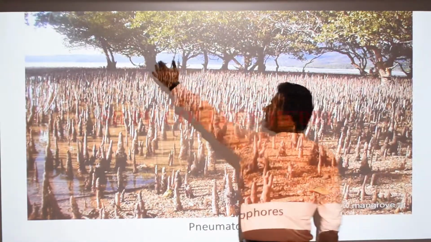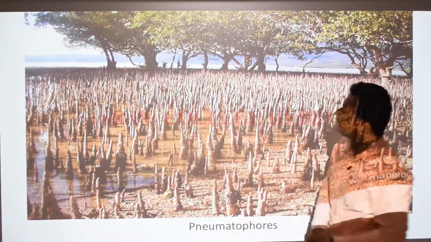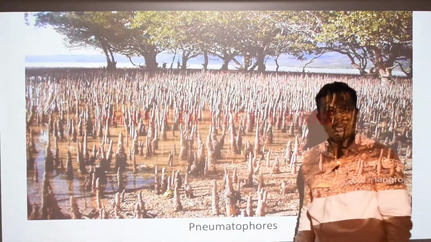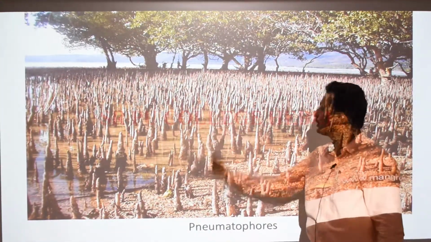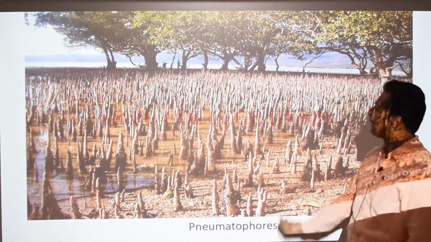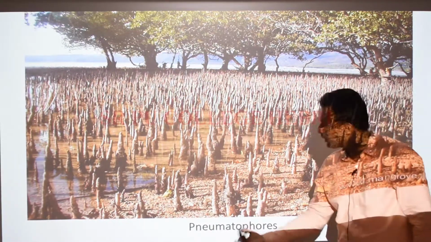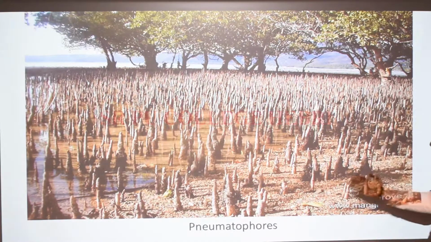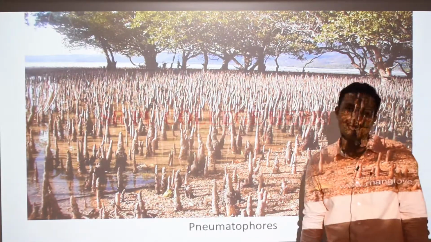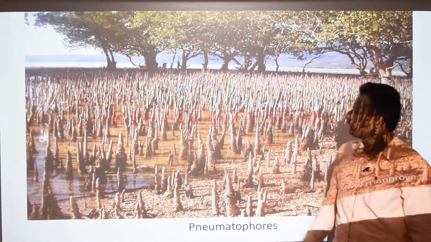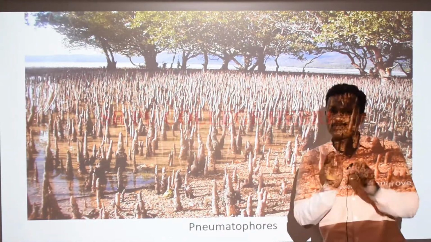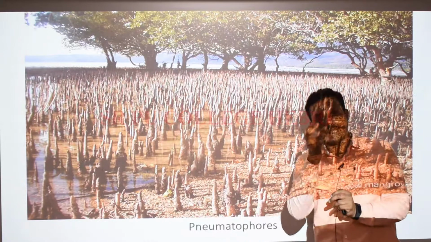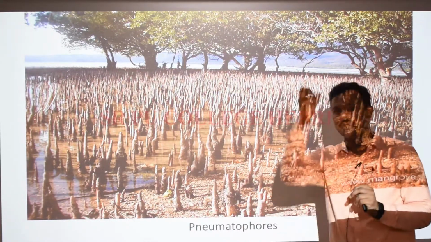The underground roots of these plants are present below the ground level, and they are producing these projections above the ground level like this. Okay, so these projections are called what? Pneumatophores. And all these pneumatophores have small pores on their surfaces, so that they can absorb fresh oxygen from the air.